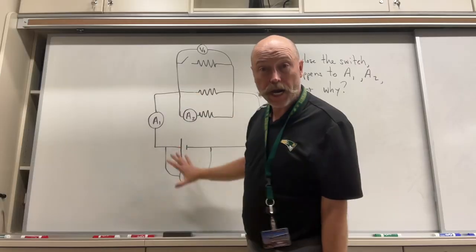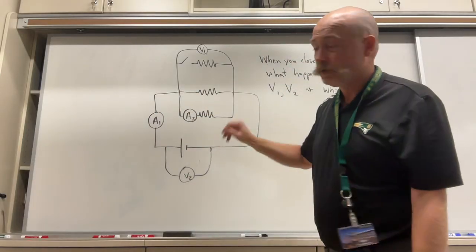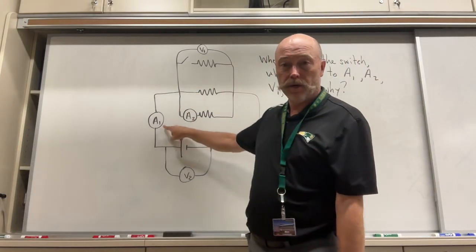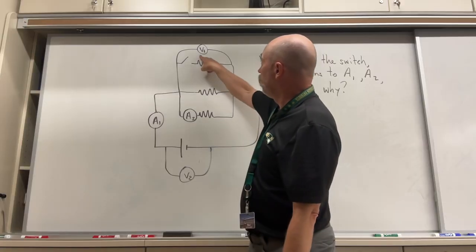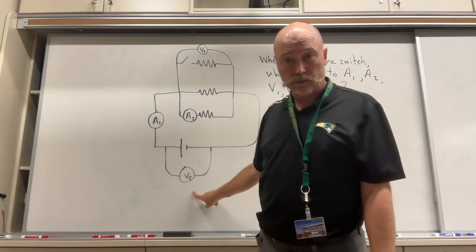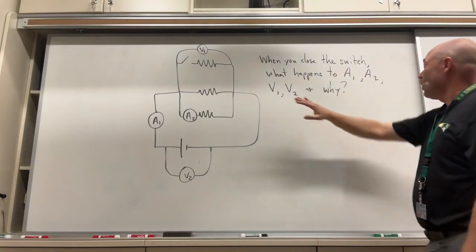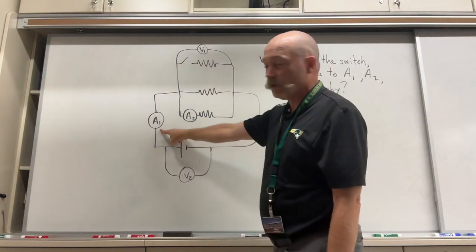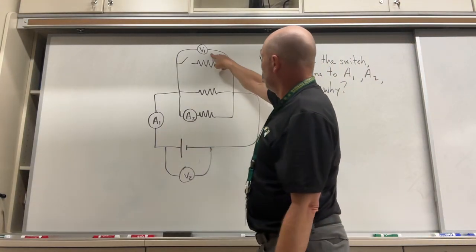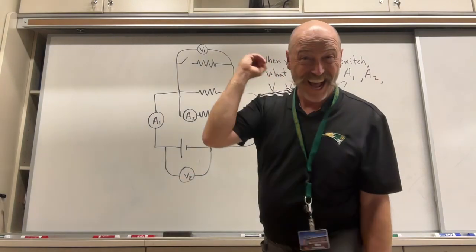All right, now our next installment in the Switch video series. I have a parallel circuit with an amp meter here, an amp meter here, a voltmeter there, and a voltmeter there, and my switch right here. So the question is, when you close the switch, what's going to happen to this reading, this reading, this reading, this reading, and why?